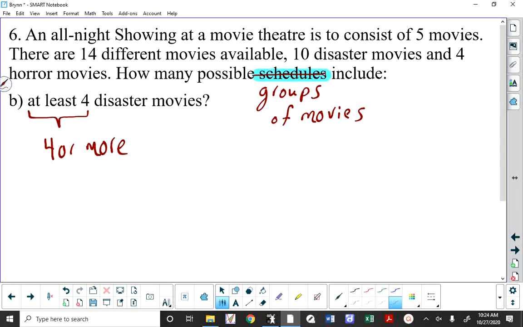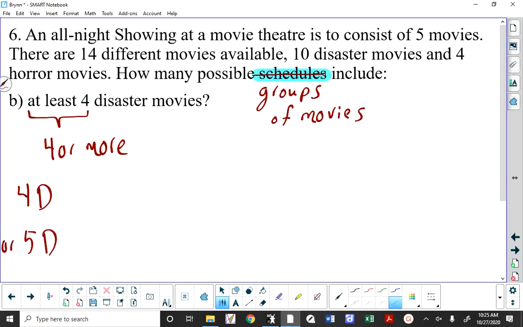You know, if you have to be 18 years old to get into a club, that means you will get in if you're 18 or more. If you have to be at least 18, it means 18 or 19 or 20 or 21, etc. So 4 or more means 4 disaster movies or 5 disaster movies. And I'm not going to go further than 5 because it says that the all-night showing at a movie theater is going to contain 5 movies. So I can't have 6 disaster movies because we're only allowed to have 5 in total.